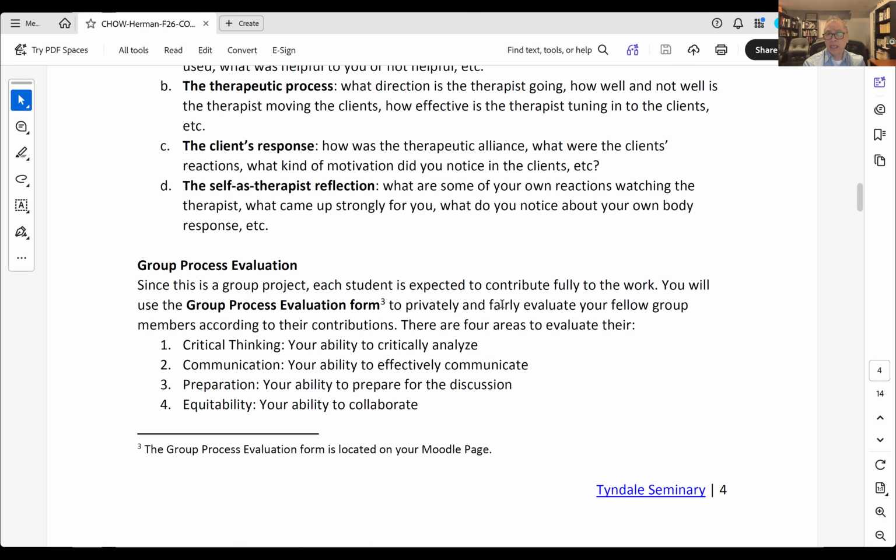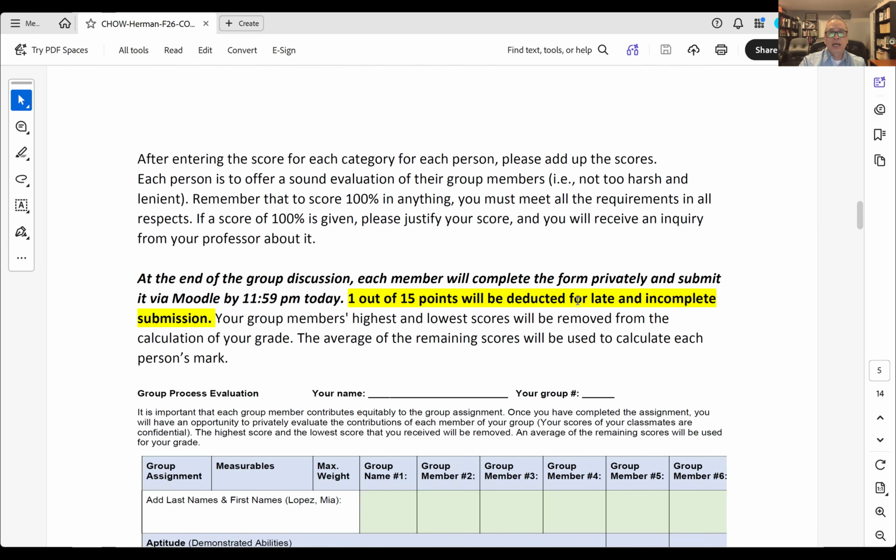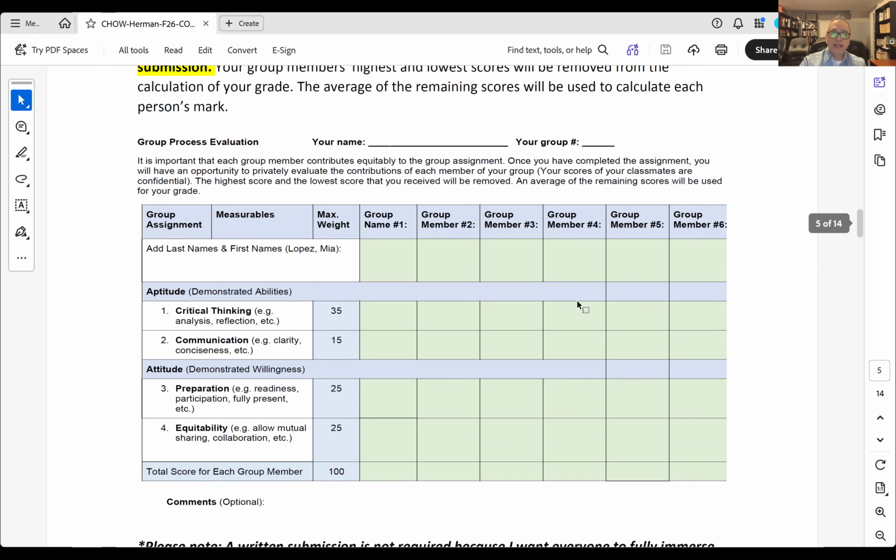And then also equitability. Were they able to collaborate? Did they actually contribute? And also, did they allow other people or invite other people to contribute? Those are all about equitability. Okay, so if you look at the format of this, basically you're scoring only your group members. Here is where you write your own name on the top and the group number, which is your Zoom number. Please remember to write this down. And then you write down your group members' names.